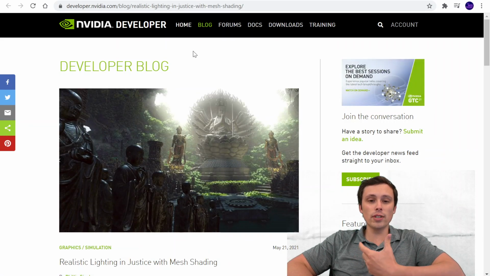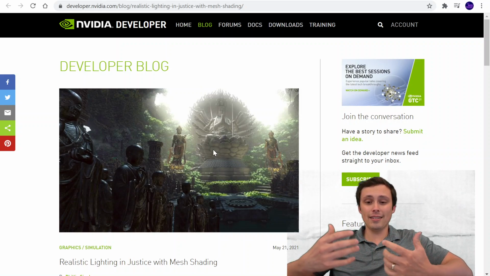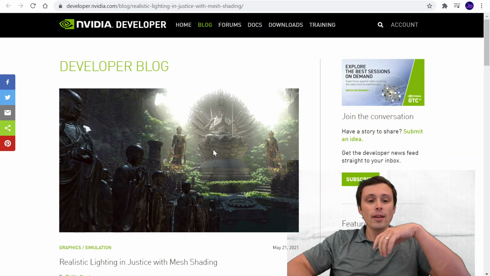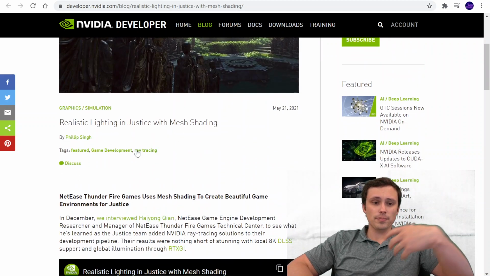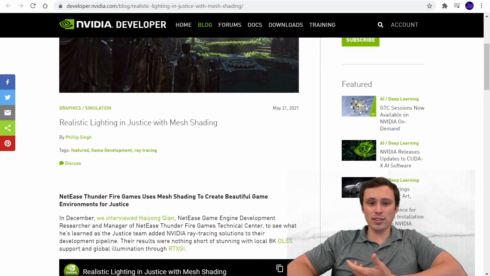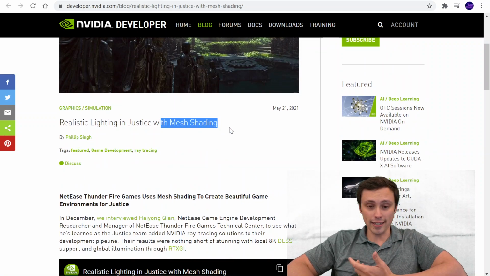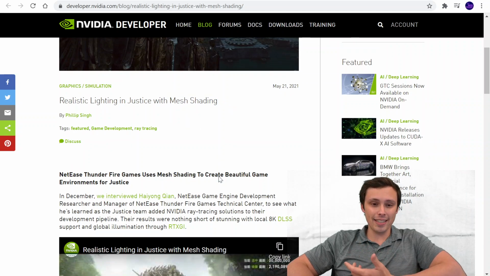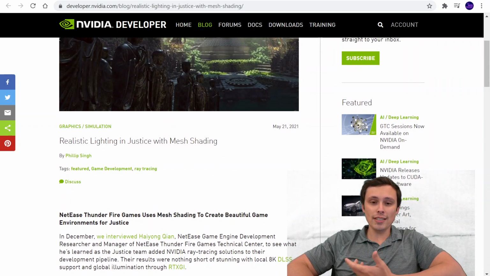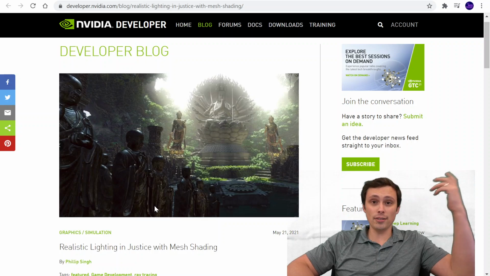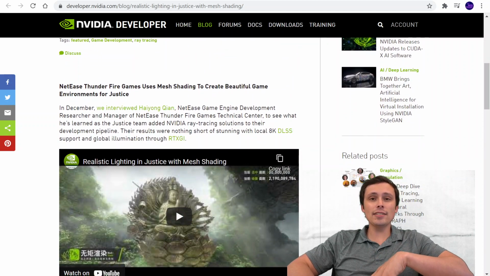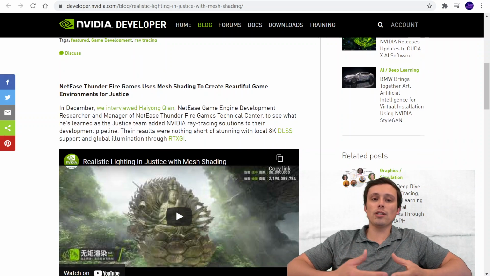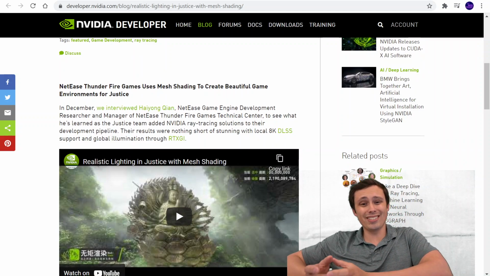So if we pop over to when I said that, okay, this demoed forever ago, well, a few days ago, over on the NVIDIA developer blog, we got this post on May 21st, talking about realistic lighting and justice with mesh shading. I was interested to see that in this game, Justice, which is some kind of MMO, I don't play it, I don't know anything about it, but it has been a game where the developers work closely with NVIDIA to introduce a lot of their technology.